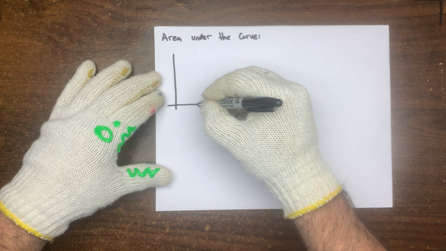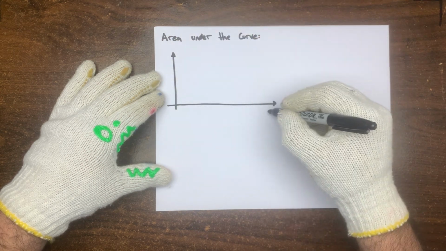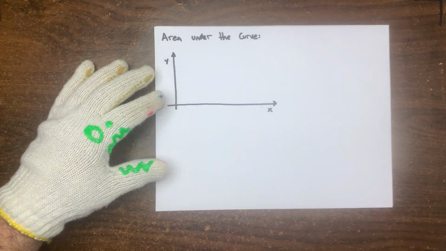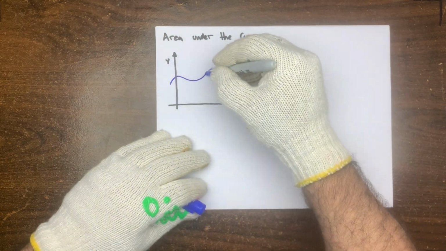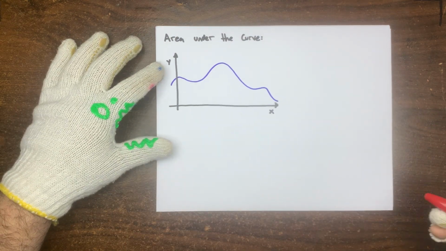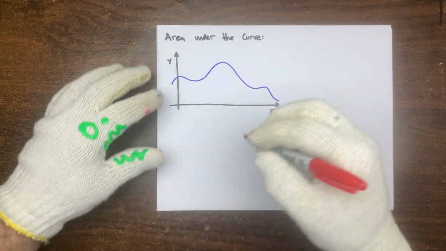Area under the curve. So given some function like this, we can solve for the area. We're going to talk about the row method in a minute. Let's just talk about it with columns first.